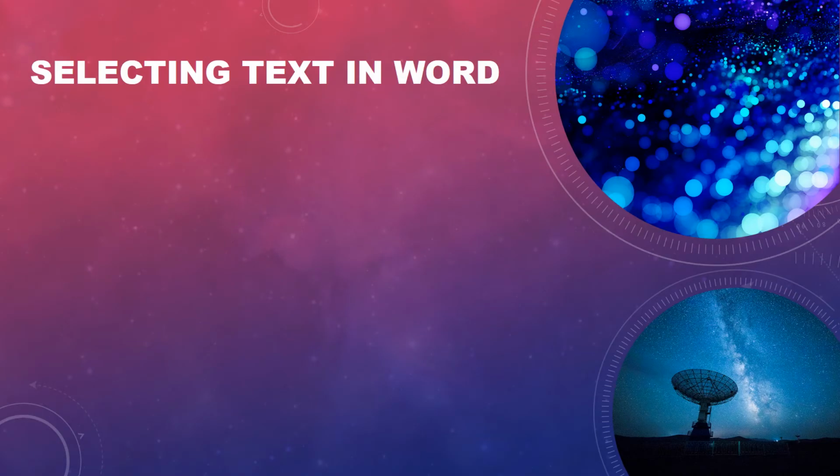Selecting the text in Word is most important if you want to make any modification either in the text or in its appearance. That means first you need to select the text, and only afterwards can you make changes in it. So how can you do that?